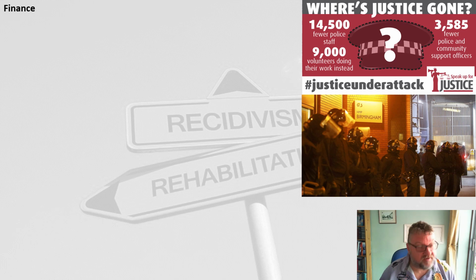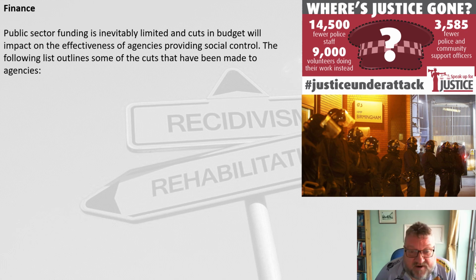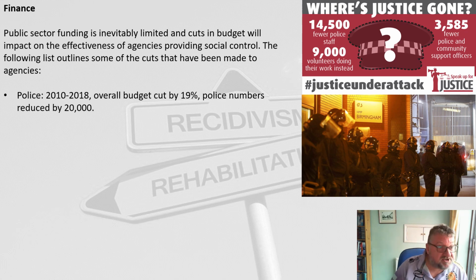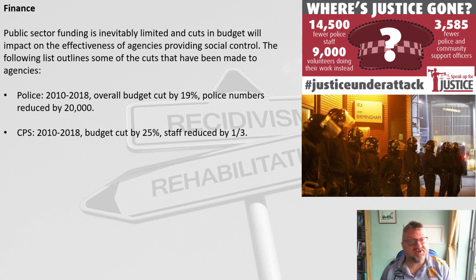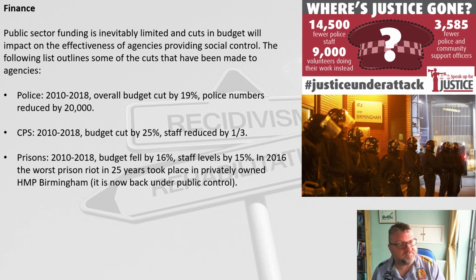This then leads us on to finance. We've touched on this before in previous PowerPoints. Public sector finance is limited. Cuts in budget are obviously going to impact on the effectiveness of agencies in achieving social control. And here are some of the cuts that have been made to agencies. The police between 2010 and 2014 had their budget cut by 19% and their numbers reduced by 20,000. The CPS between 2010 and 2018 had their budget cut by 25% and their staff reduced by a third. And prisons, as we said before, saw their budget fall by 60% and staff levels by 15%.